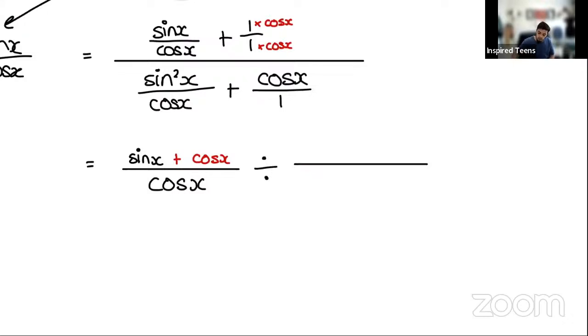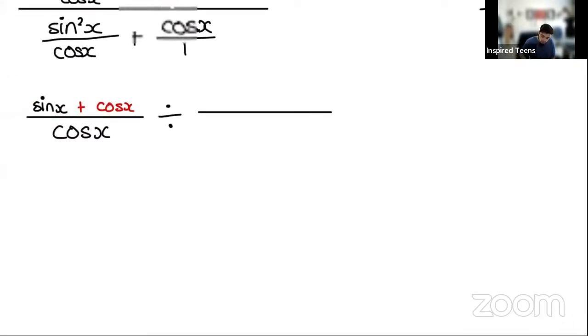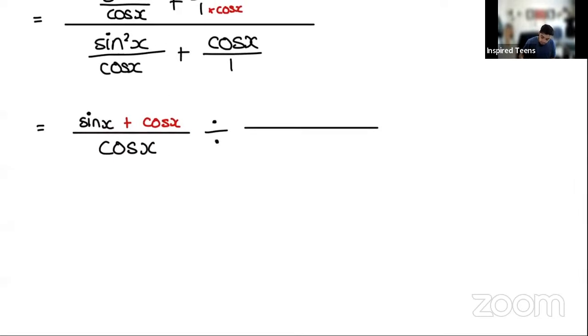Remember, for example, what if we had the LCD between 2 and 3? We're looking for the lowest number that 2 can go into and 3 can go into an exact amount of times, and that would be 6, right? So here between 1 and cos, between 1 and anything is that thing. Between 1 and anything is that term. So here the LCD is going to be cos x.